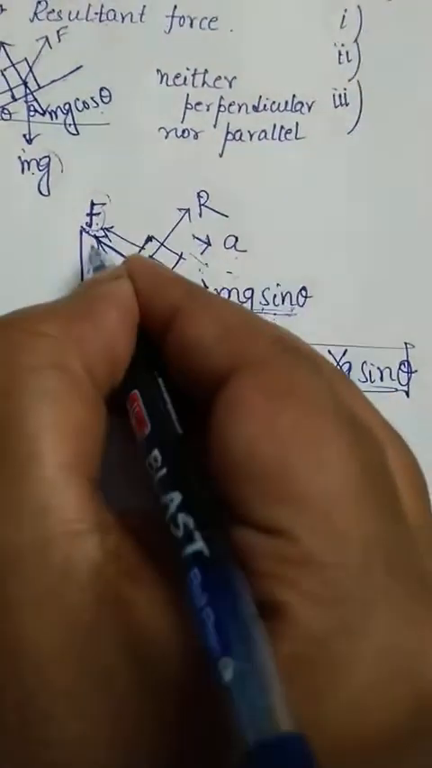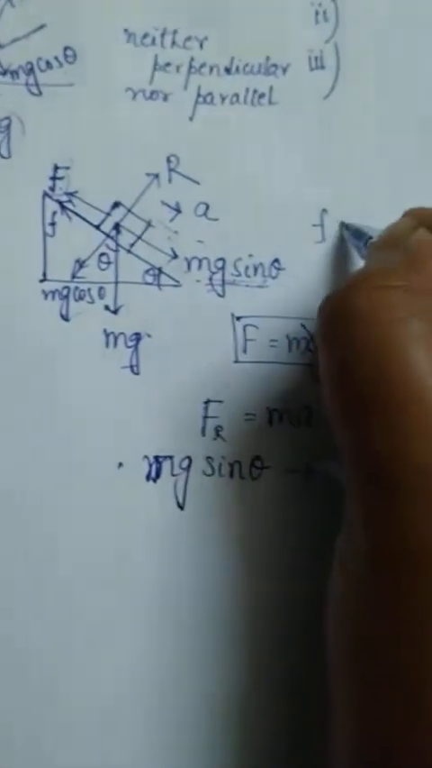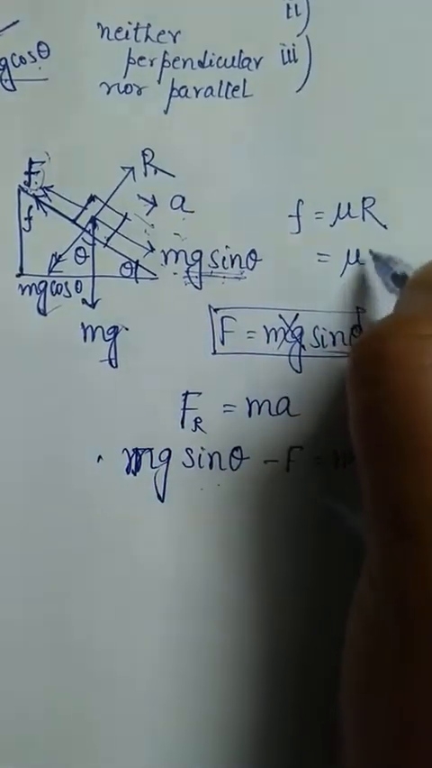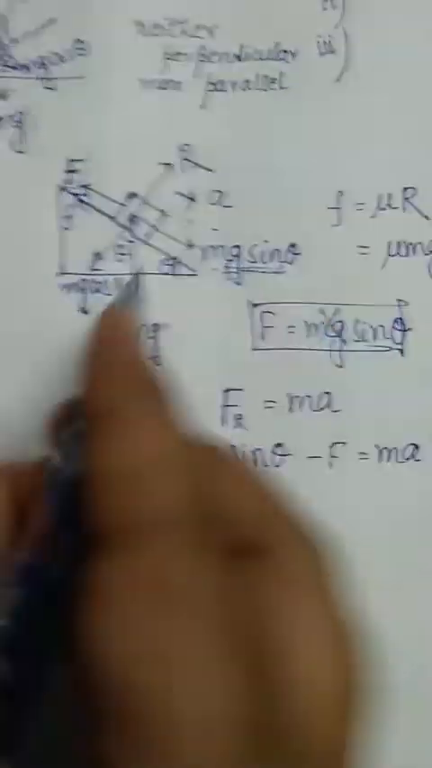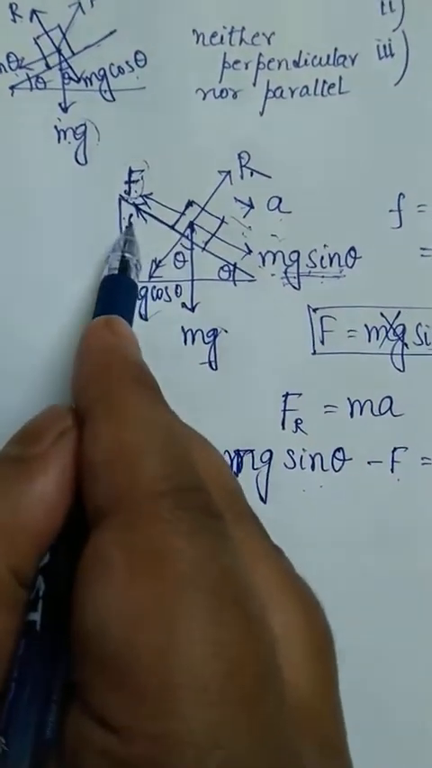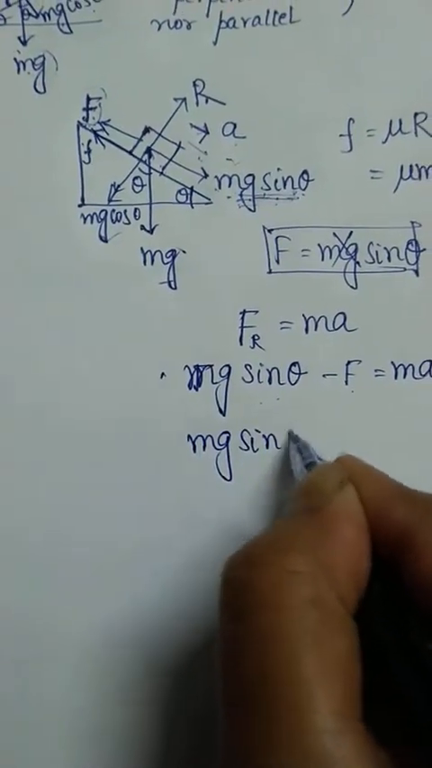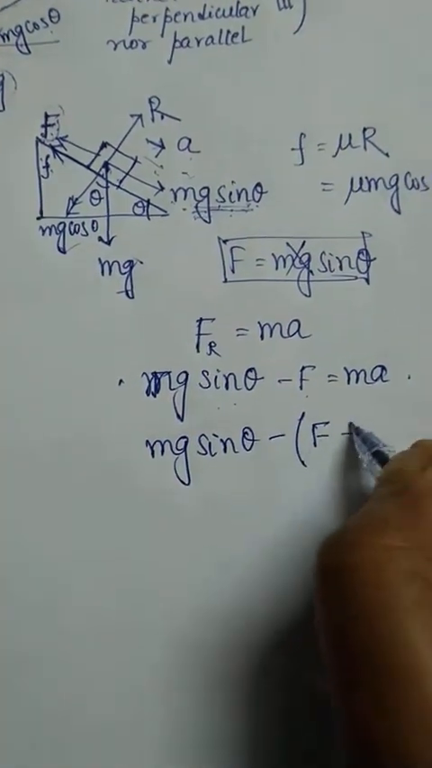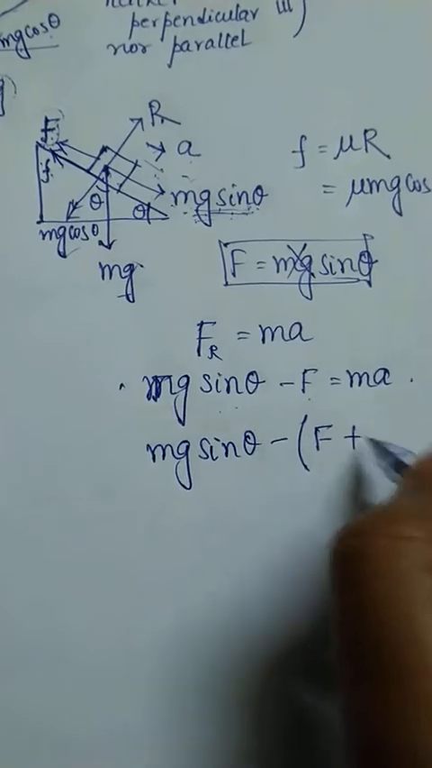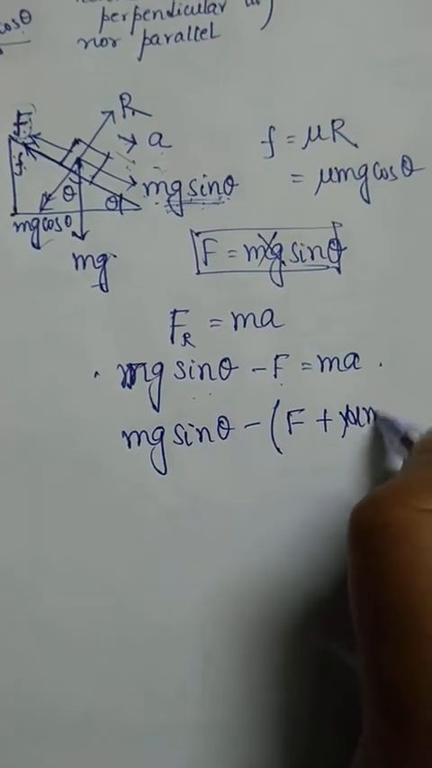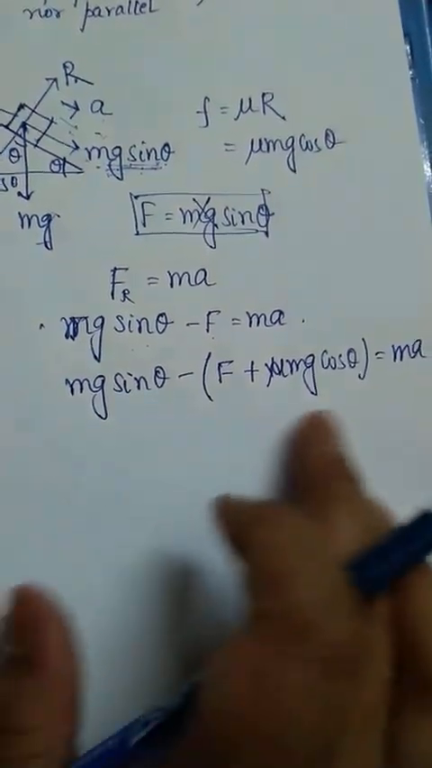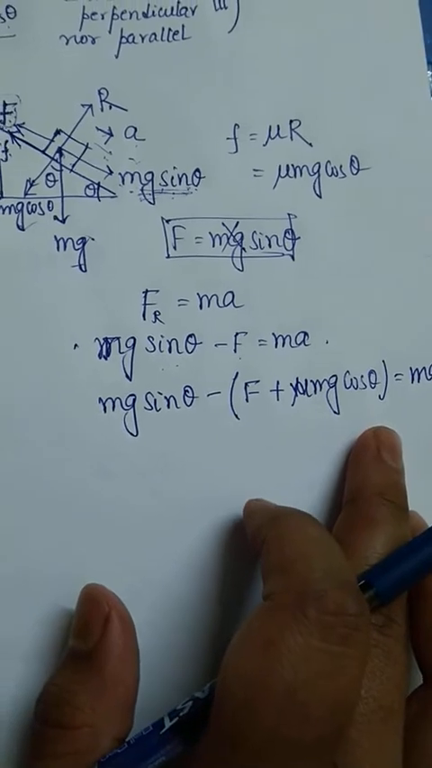So if you consider friction f, we have f equal to mu into R, and here R equal to mg cos theta, so easily you can write mu mg cos theta. So here two forces will act upward, F plus friction, and mg sin theta will act downwards. So the equation will be mg sin theta minus these two upward forces, F plus friction mu mg cos theta, that is equal to ma. So this is how you will write the equation of motion.